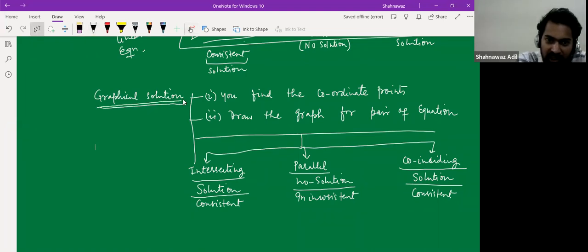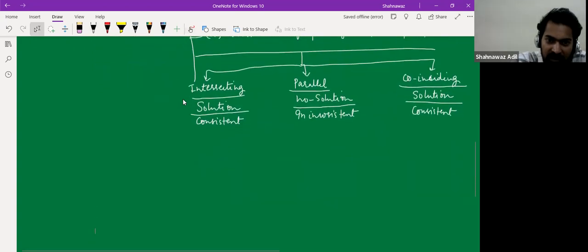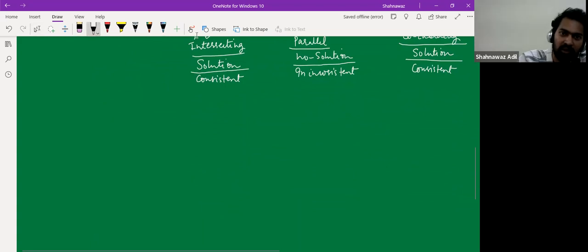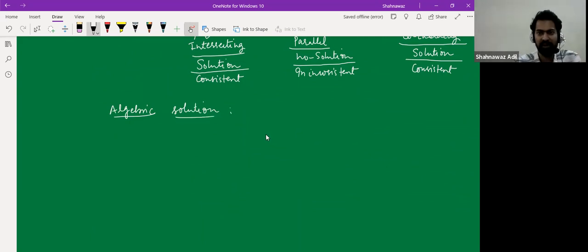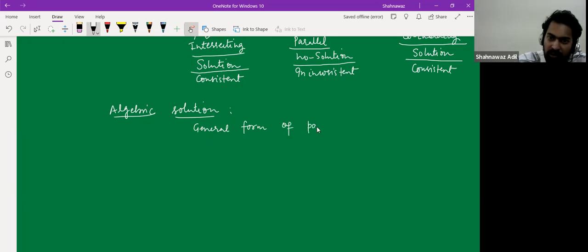And let me do further about the algebraic solution. Okay. So for algebraic solutions, you understand now the three scenarios of the graph, understood? Yes, sir. Okay. So for algebraic solution, you write it in the general form. General form of pair of linear equation in two variables. Right. So what is the general form?